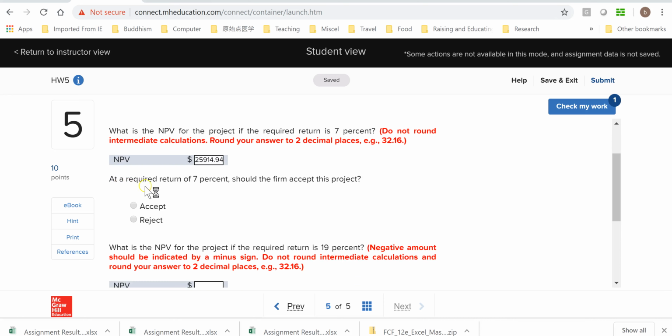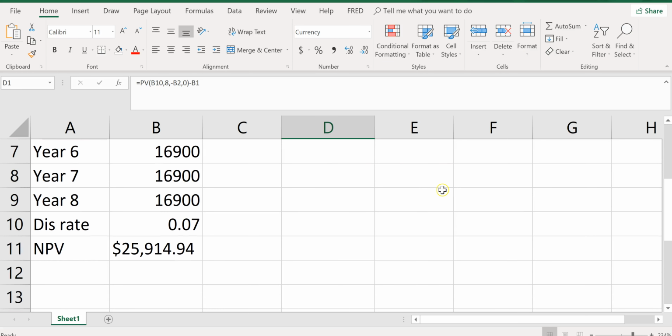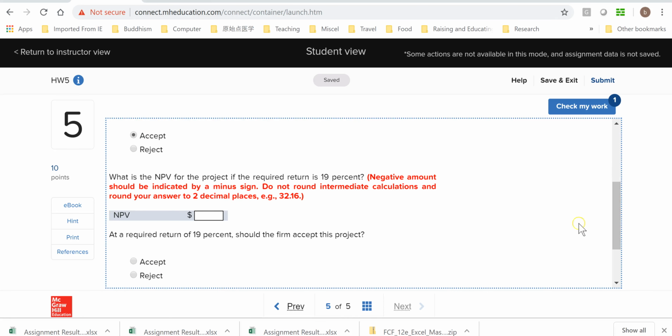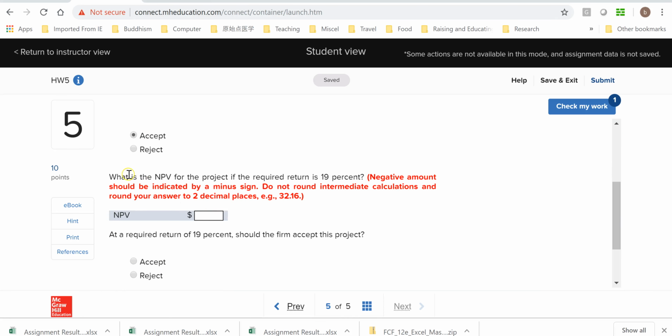Continuing, at a required return of 7%, should the firm accept this project? In this case, we just need to change this. Oh, actually, it's the same. Because the NPV is positive, we should accept. So that's very simple. And continuing, what is the NPV for the project if the required return is 19%?